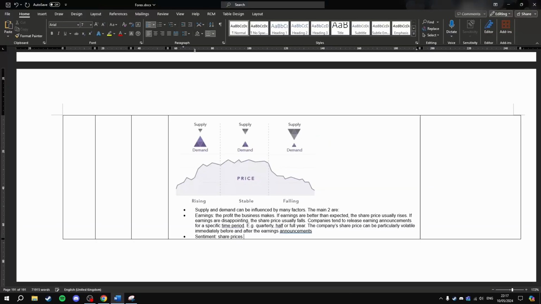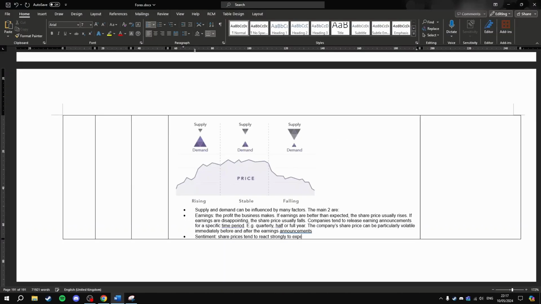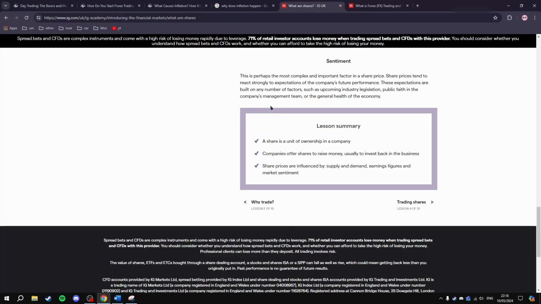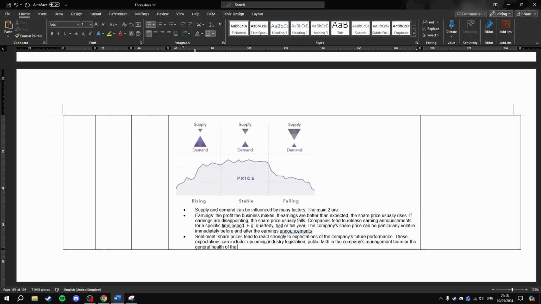So share prices tend to react strongly to expectations of the company's future performance. These expectations can include upcoming industry legislation, public faith in the company's management team, or the general health of the economy.